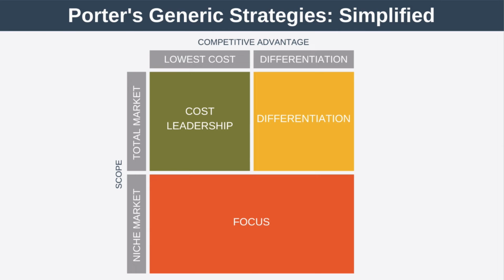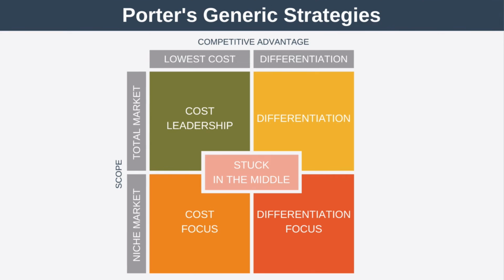Now, to complete the model, Porter makes two additions. First, breaking down the focus strategy into two parts, cost focus and differentiation focus. So cost focus means being the lowest cost provider within a niche market, while differentiation focus means being the most desirable offering within your niche. Second, by showing that failing to select a strategy or trying to mix and match strategies will result in below average profitability and strategic mediocrity, which Porter calls being stuck in the middle.